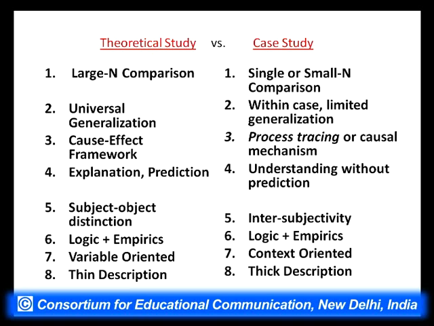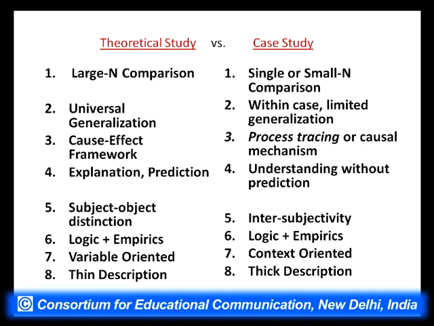Second aspect of theoretical study is that it has universal generalization. Because the best of the theories are universal in nature, you have to have generalization which applies to the universe and not to just a few cases. On the other hand, when you do a case study, your study is in depth. You go within the case, and your generalization is very limited. You can do some kind of generalization or comparison within the case, but it is limited to one case, two cases, or the number of cases that you plan to do.